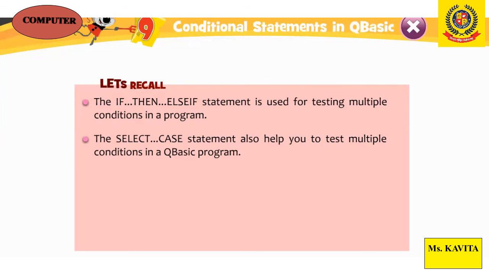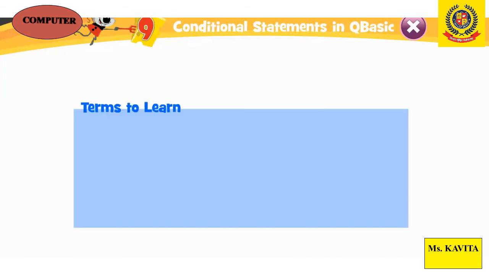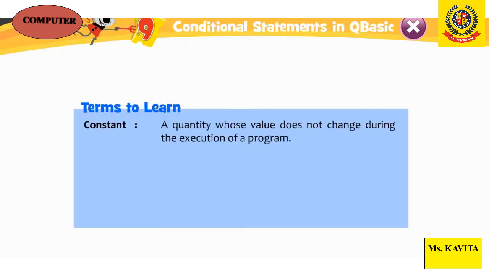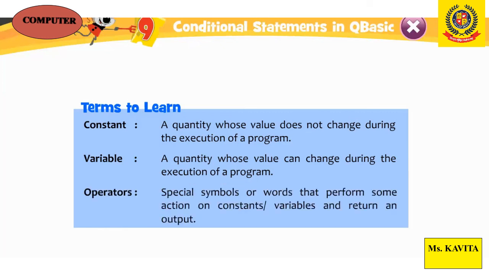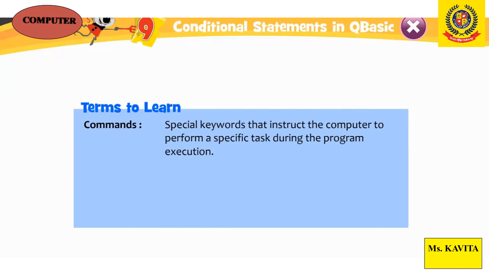So children, you have to practice those codings and you have to write the output given on page number 121. And you have to write the terms to learn in your notebook. Let's recall the points and terms to learn. You have to write them in your notebook. So let's recall. Microsoft QBasic, Beginners All-purpose Symbolic Instruction Code, is a programming language.